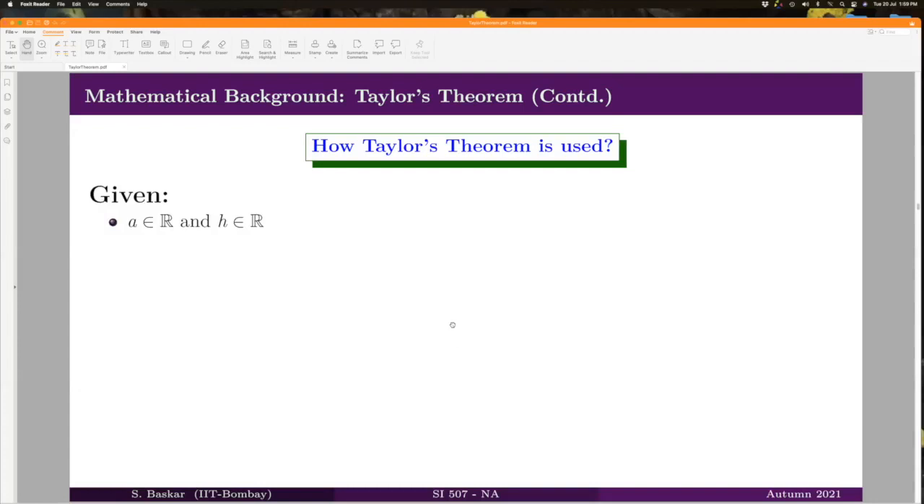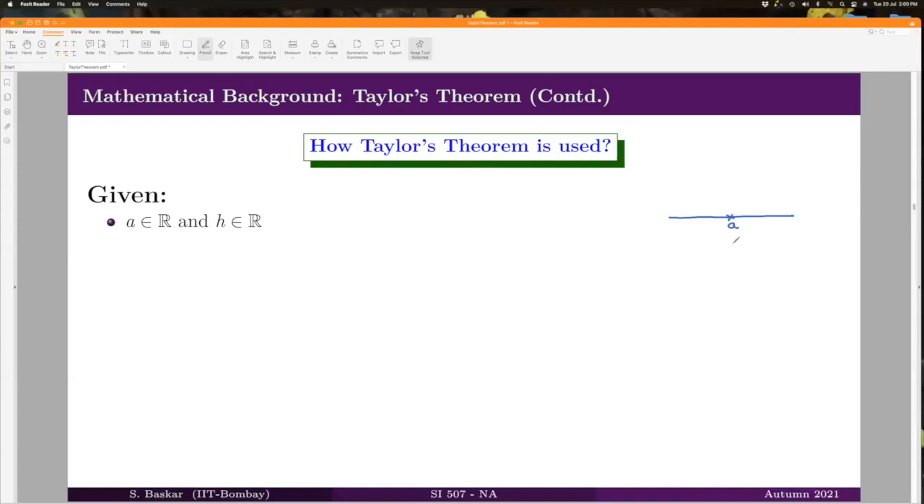Assume that we are given two real numbers, A and H. Say A is this and some H, for instance, H is a positive number, then we take A plus H. Similarly, if H is negative, we will be taking a point on the left of A. We are also given an integer n, which is going to be the degree of our Taylor polynomial. And once we are given all this, we assume that we are also given some n plus 1 numbers, which are generated using a function f and its derivatives.